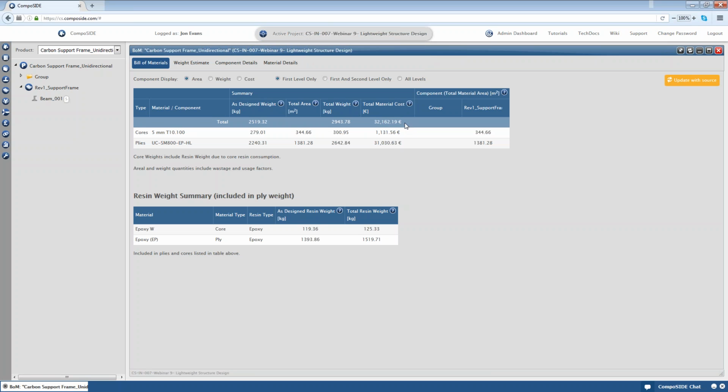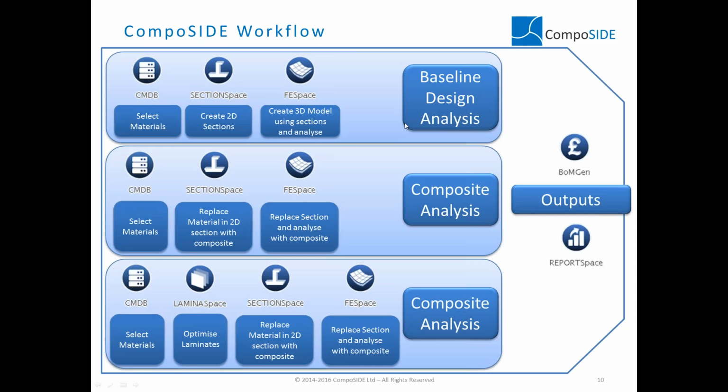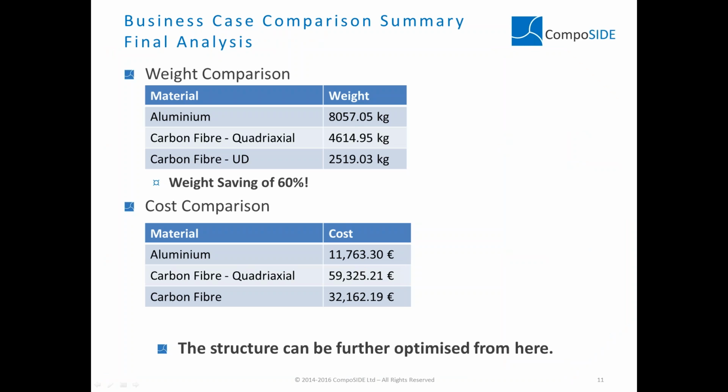This is much improved on our original quadriaxial guesstimate. So from the aluminium, we've got a weight saving of 60%, and we've pretty much halved our weight from the quadriaxial. And you can see that it was very quick and very easy to compare the properties of the UD versus the quadriaxial. In terms of the cost comparison, we're still a little bit higher than aluminium, but we're lighter. That's going to save fuel, that's going to save weight, and it's going to last a little bit longer than the aluminium will.